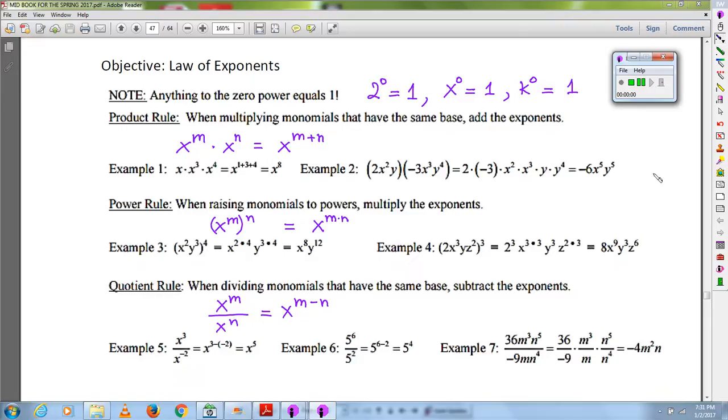The objective for this video is to learn the laws of exponents. First, anything to the power of 0 will be equal to 1. So 2 to the power of 0 is 1, x to the power of 0 is 1, k to the power of 0 is 1.